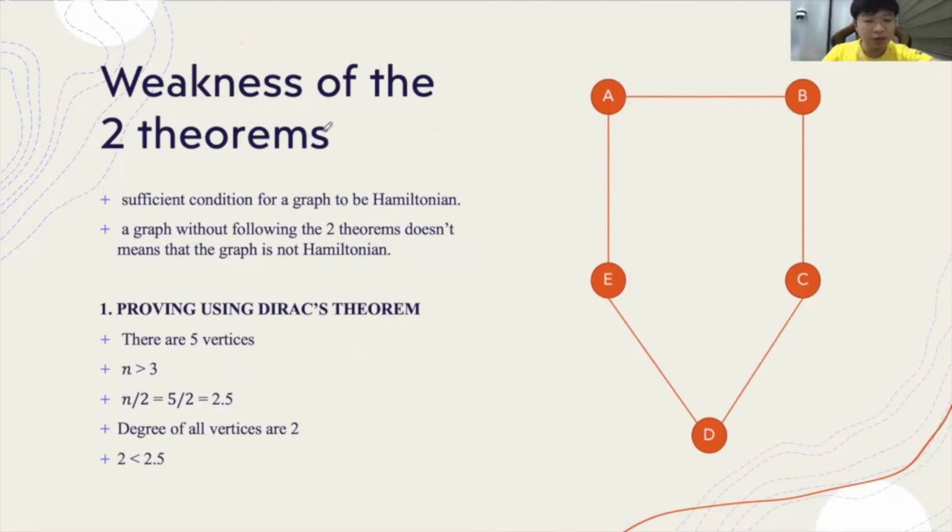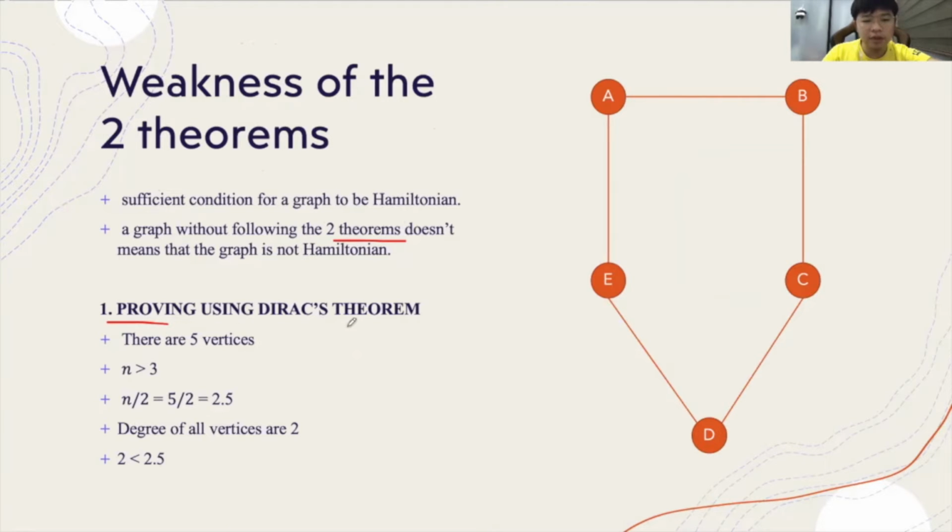However, there is a weakness for the two theorems. The weakness is that the theorems only give a sufficient condition for a graph to be Hamiltonian. Meaning to say, a graph that does not follow the two theorems is not necessarily non-Hamiltonian. This can be proved by using the two theorems also.